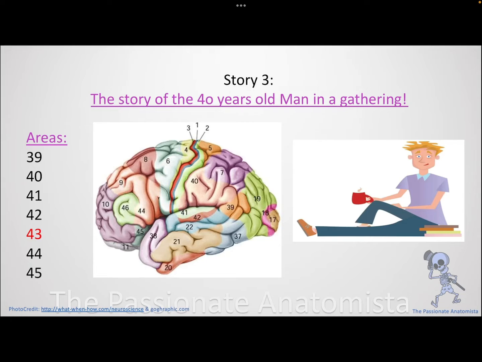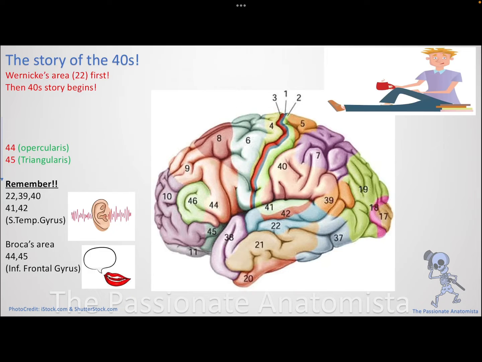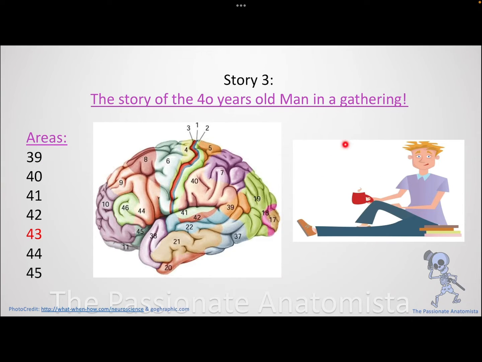So he's 40 years old. It's all about what happens to you when you're sitting in a gathering. What happens in your 40s, if your life is just going like that and you don't do anything other than sitting? First of all, you need to hear. You need to understand the spoken language, and the spoken language could be by hearing itself, by lip reading, or it can also be a written language.